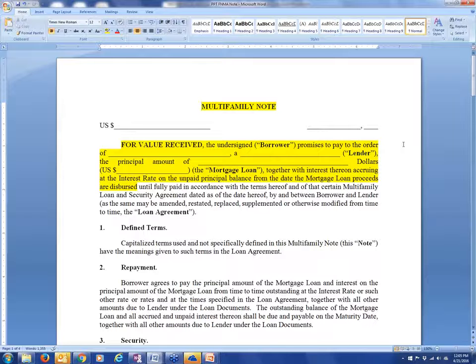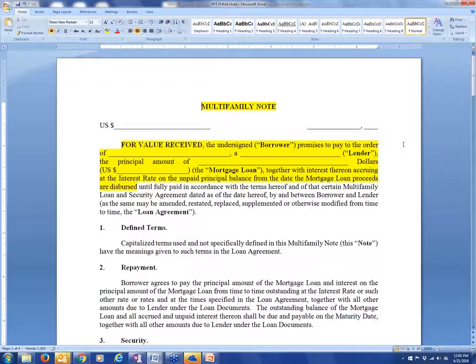The note is a document that says, I'm going to give you X number of dollars, and you have to pay it back under these terms. It doesn't have any security interest to it. It is just a note that says, essentially, I owe you.